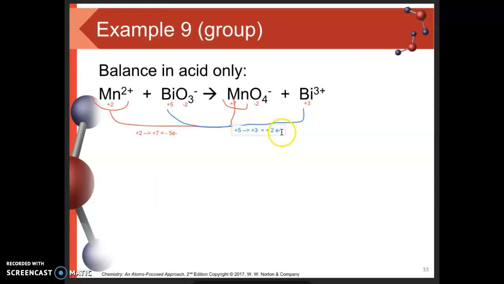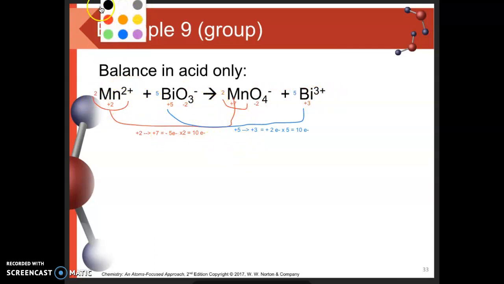So to get the 10 electrons in the bismuth reaction, we're going to have it happen 5 times. And that'll give us 10 electrons in total. And for the manganese reaction, it's going to have to happen twice to give us that 10 electrons there. Now, we put those numbers in, 2 for the manganeses, 5 for the bismuths, and there we have our skeleton reaction. Everything's kind of set up from that standpoint.